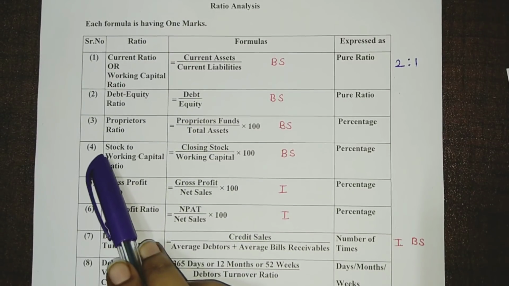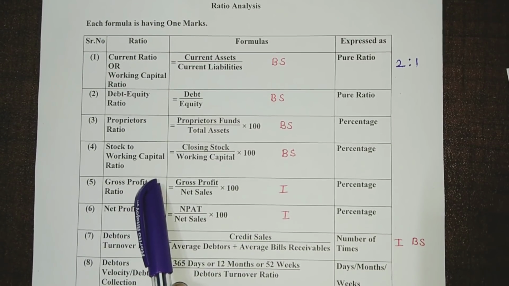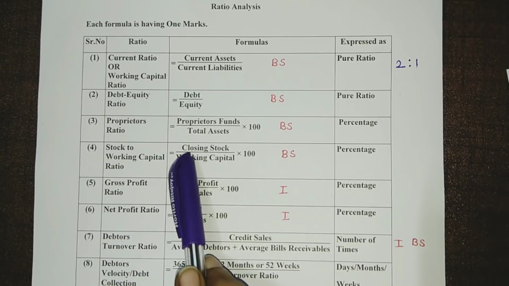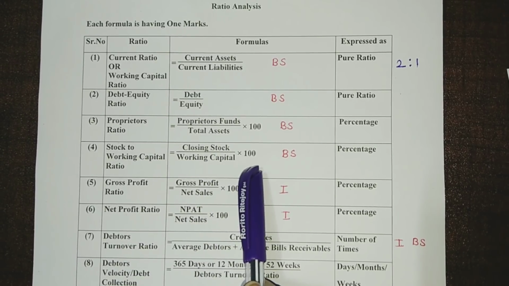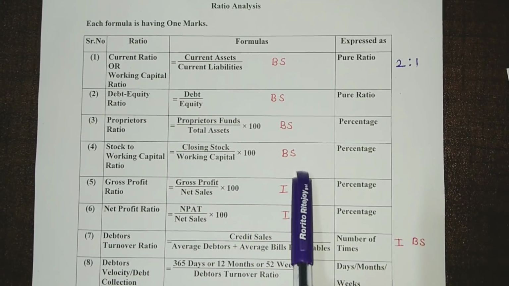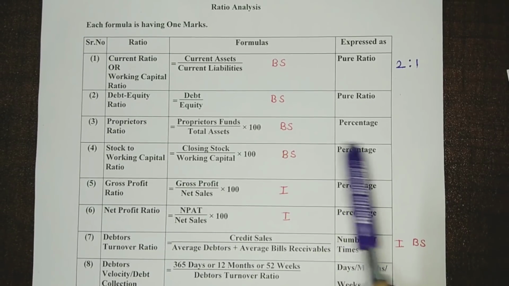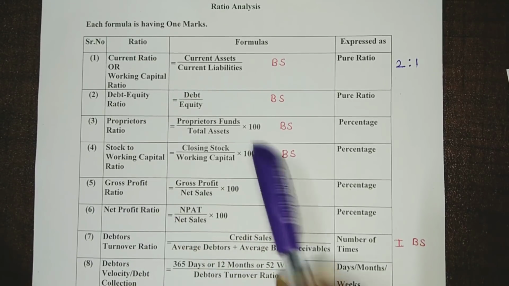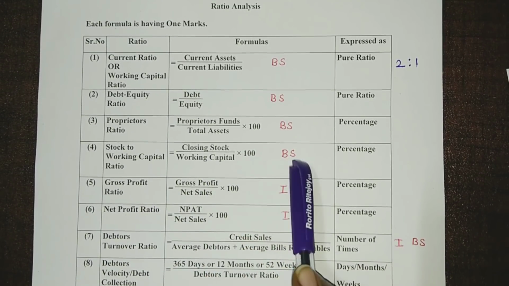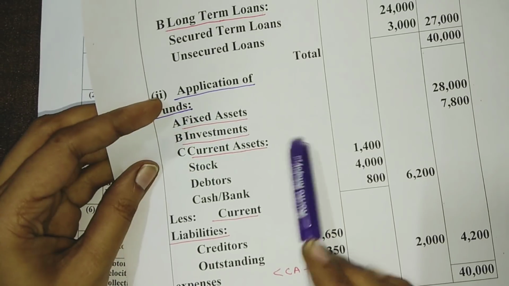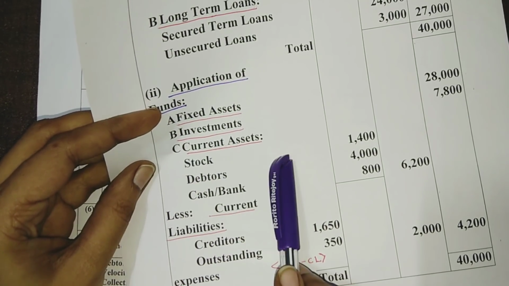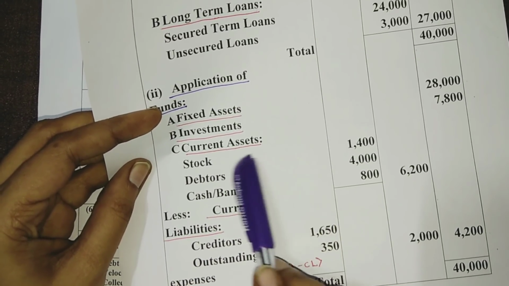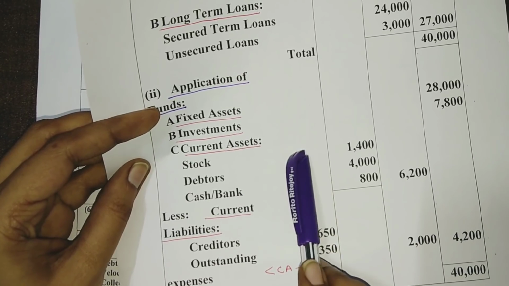Now, the next one is stock to working capital ratio. Again, this is your balance sheet ratio, and the formula is closing stock divided by working capital into 100. The amount we have to express in a percentage because we are multiplying with 100. Now, from where you are going to get the amount of your stock and working capital? From the balance sheet. Over here, the amount of closing stock you will be able to find in your current assets, or sometimes they will provide you this amount in the adjustments also.